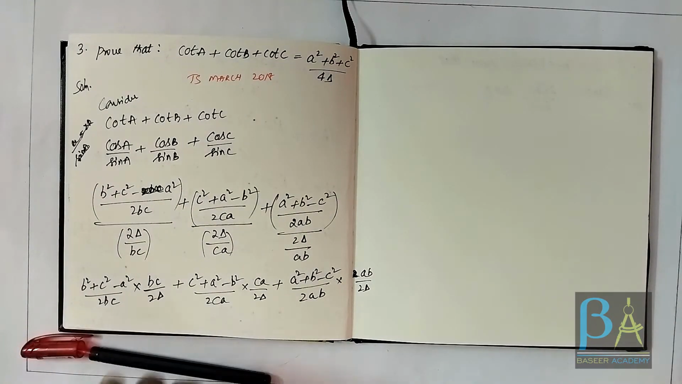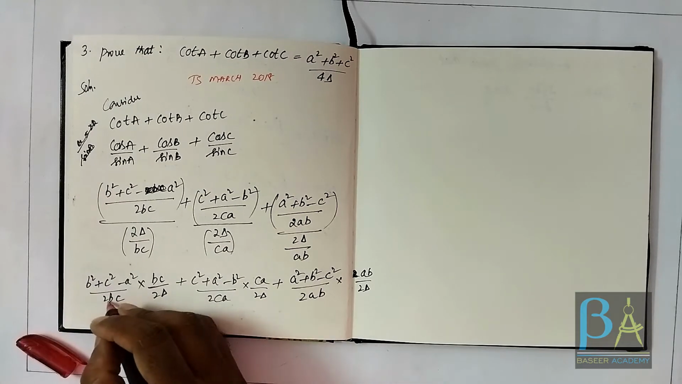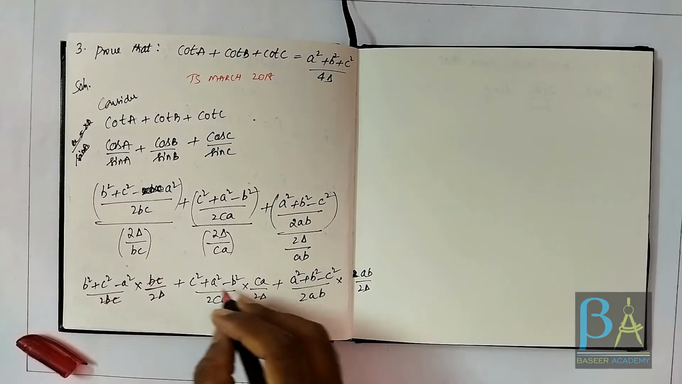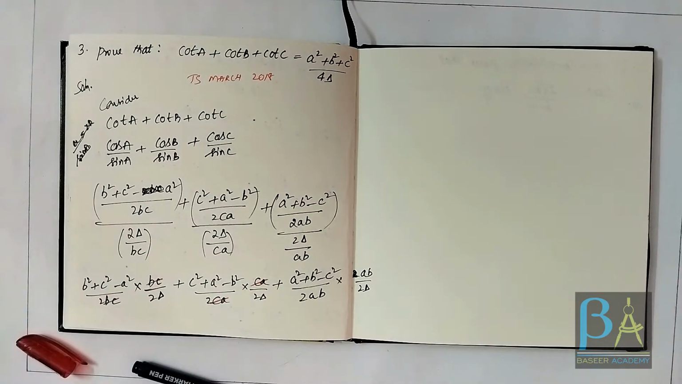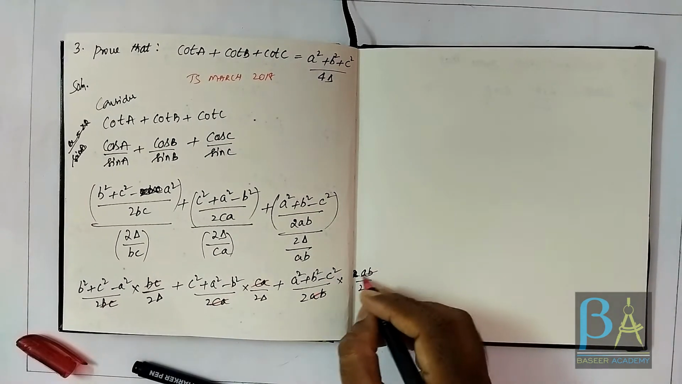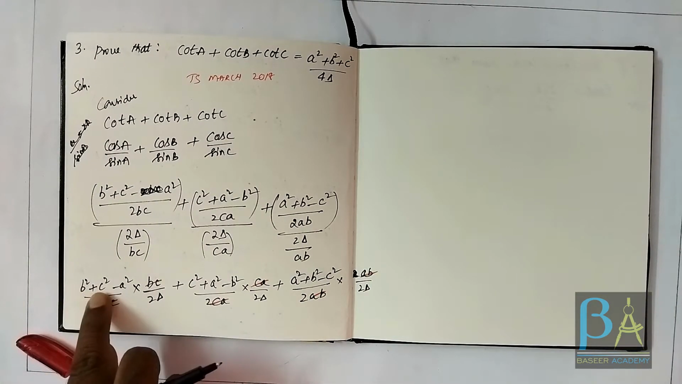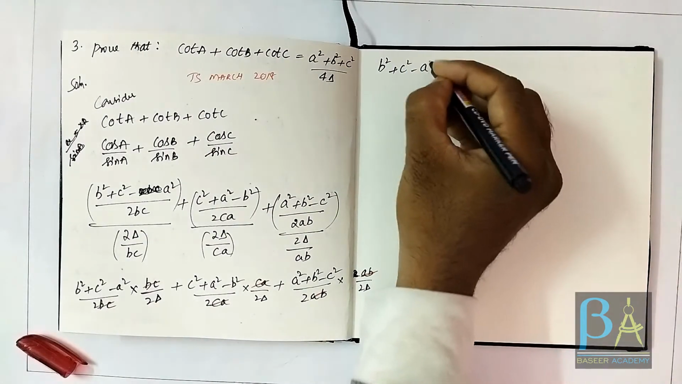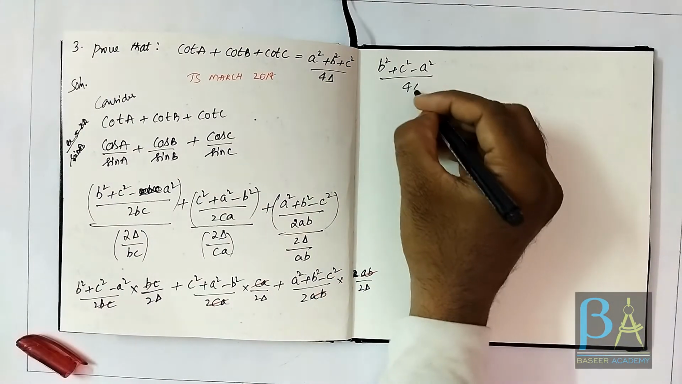Now what happens? Is there something that I can cancel here? Now this is my first term. In the first term, I see that BC from the denominator and BC from the numerator cancel out. And this is my second term. In the second term, CA from the denominator and CA from the numerator cancel out. And then this is my third term. I see that AB from the denominator and AB from the numerator, I can cancel them out. So what am I left with now? B square plus C square minus A square by 2 into 2, which is 4, delta as it is. So this is 4 delta.